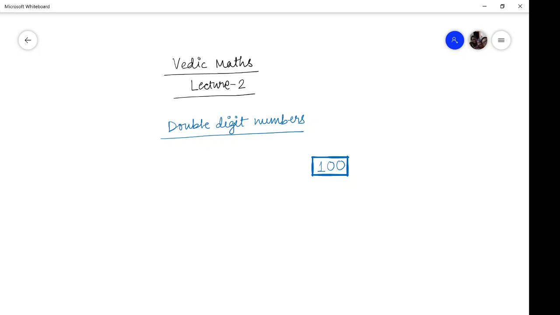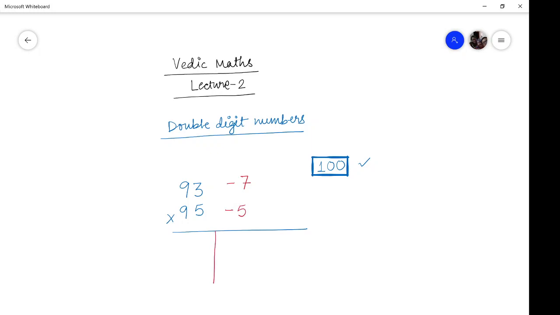Now let us take two numbers, 93 and 95. In this problem I have to multiply these two numbers. If you look closely, what is the base? The base is 100. So how much does this number deviate from 100? By 7, so it is minus 7. And 95 is lesser than the base 100 by 5.